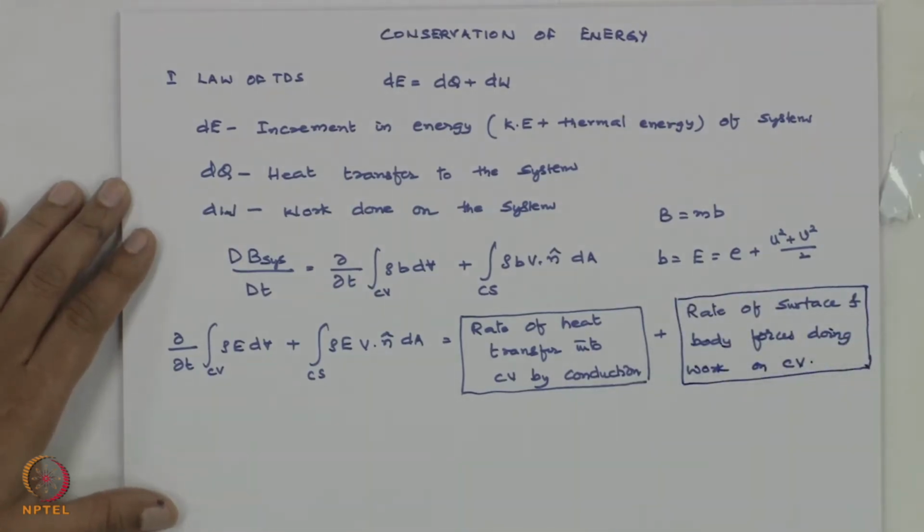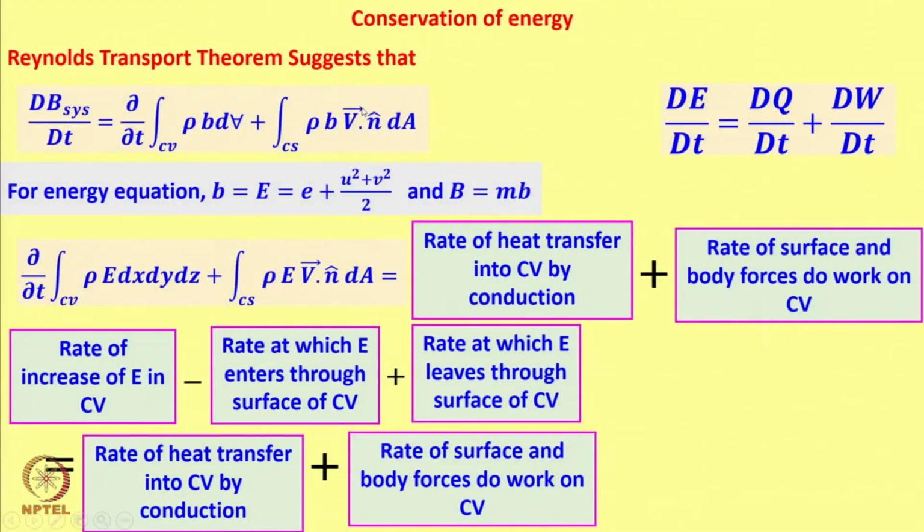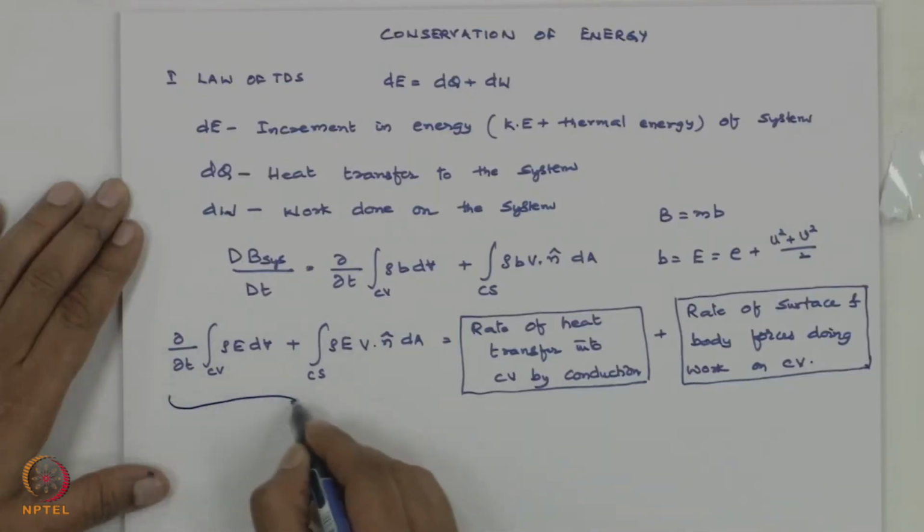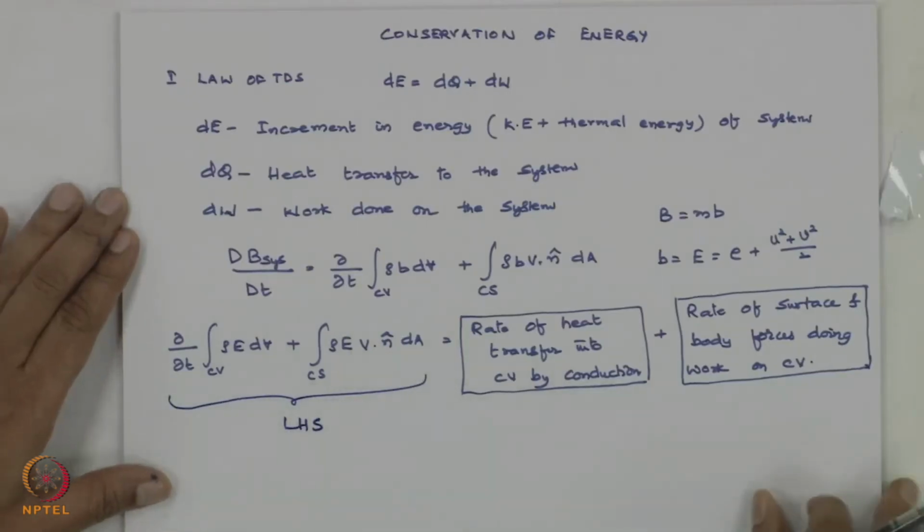If you just see the slide for a minute, this is the left hand side, that is dou by dou t of rho e dx dy dz. You have the rate of increase of E in the control volume as the first term, and rho E V dot n dA is the rate at which E enters and leaves through the surface of the control volume, and the right hand side is the same. So back to the write-up. Let us try to work out only the left hand side. Let's take up the left hand side.